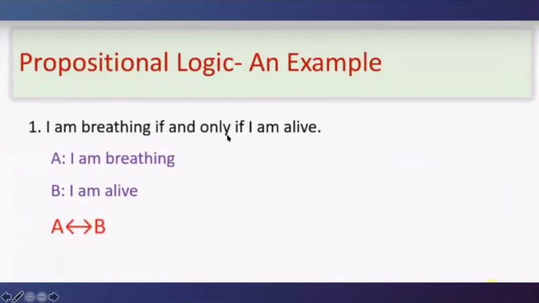I am breathing if and only if I am alive. So we have seen how we can represent this if and only if. Definitely for any if and only if sentence, we have to use bi-implication. Before that we have to find out two sentences. The first sentence is I am breathing and the second sentence is I am alive, and if and only if will be taken into consideration. I am breathing if and only if I am alive, I am alive if and only if I am breathing. Getting it? So both are bi-implication, or we can say both are dependent statements. If I am alive, definitely I am breathing. If I am breathing, definitely I am alive.